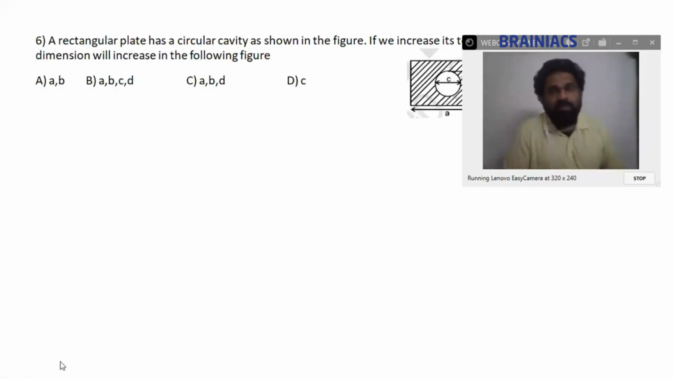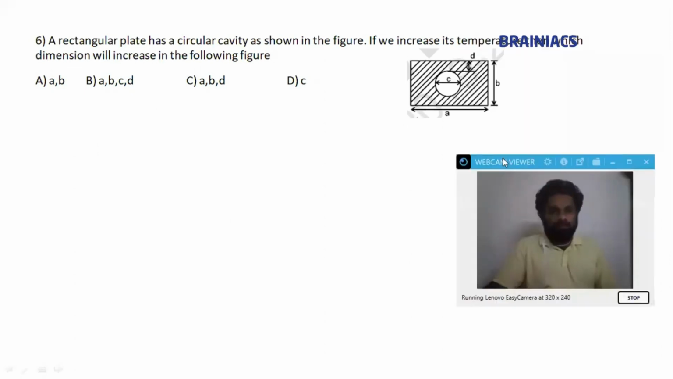So here comes your first question. What they are asking is: a rectangular plate has a circular cavity as shown in the figure. You can see the diameter is shown in the figure. If we increase its temperature, then which dimension will increase in the following figure? So you can answer now. Pause the screen and think for yourself, and have your own answer. Then verify the answer here.